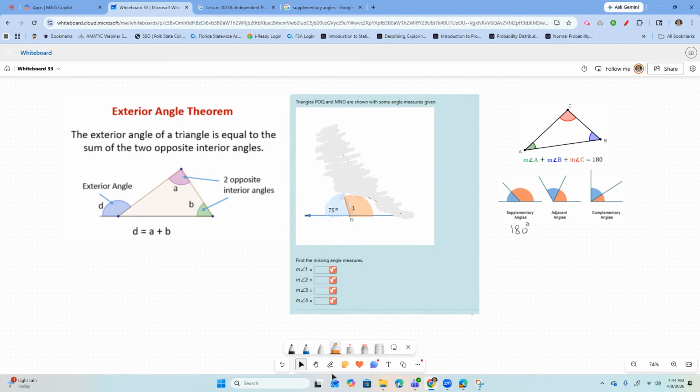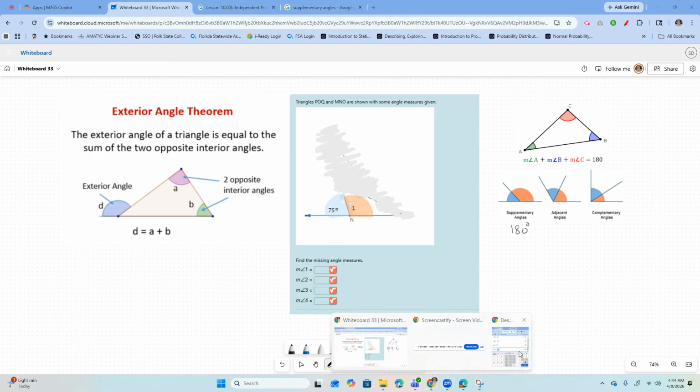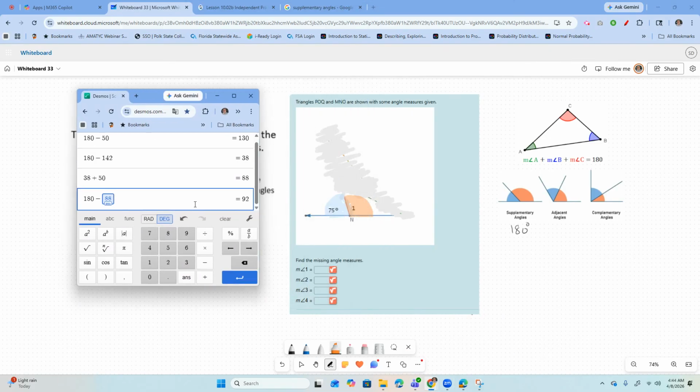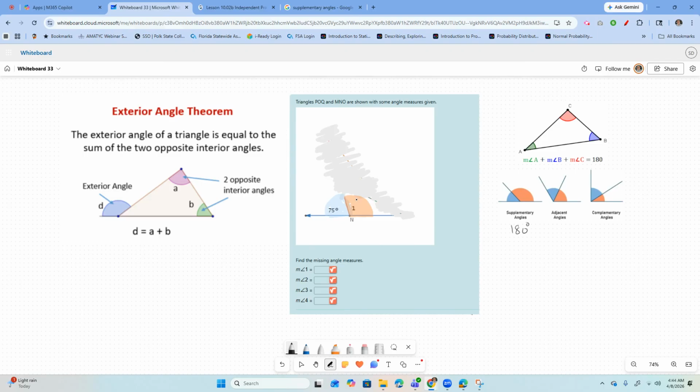You already have 75, so let's get the calculator. So basically what I'm going to do, let me clear all of this. So you're going to do 180 minus the angle you have, 75. You can see that angle number 1 is going to be 105 degrees. So 1 here, 105, okay? So you can see what I'm going to have to do is ignore the rest of the picture.